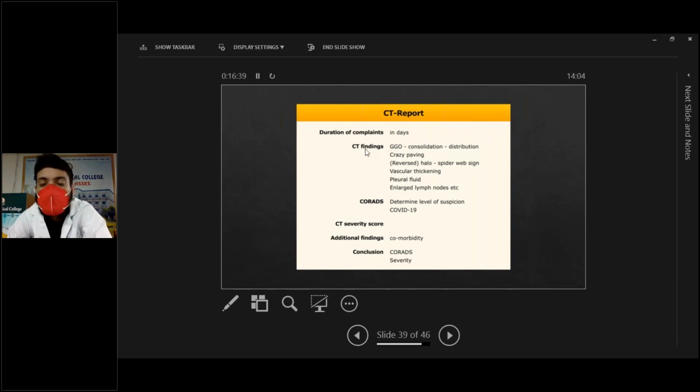The first thing we need to do is check the complaints. We need to have the history, since how many days the patient has had the symptoms. Then we go for the various CT findings. As I already told, the ground glass opacity is predominantly in the lower areas, and usually it should be peripheral. Is there any consolidation? Then we look for crazy paving, the reversed halo sign, and spider web sign. Vascular thickening, pleural fluid and lymphadenopathy are atypical findings of COVID-19. And then we see the score. We then progress to CORADS, which determines the level of suspicion.